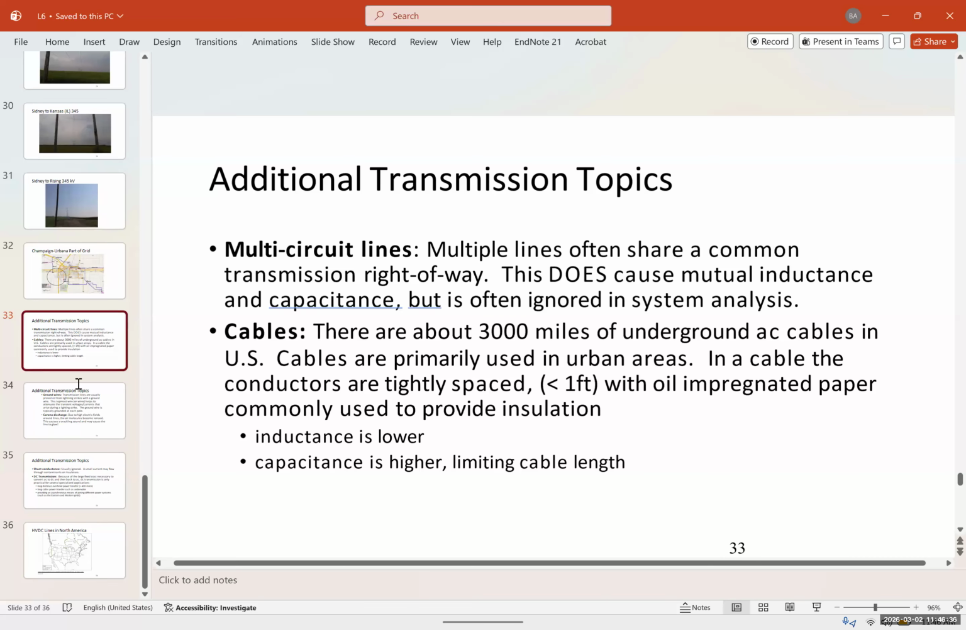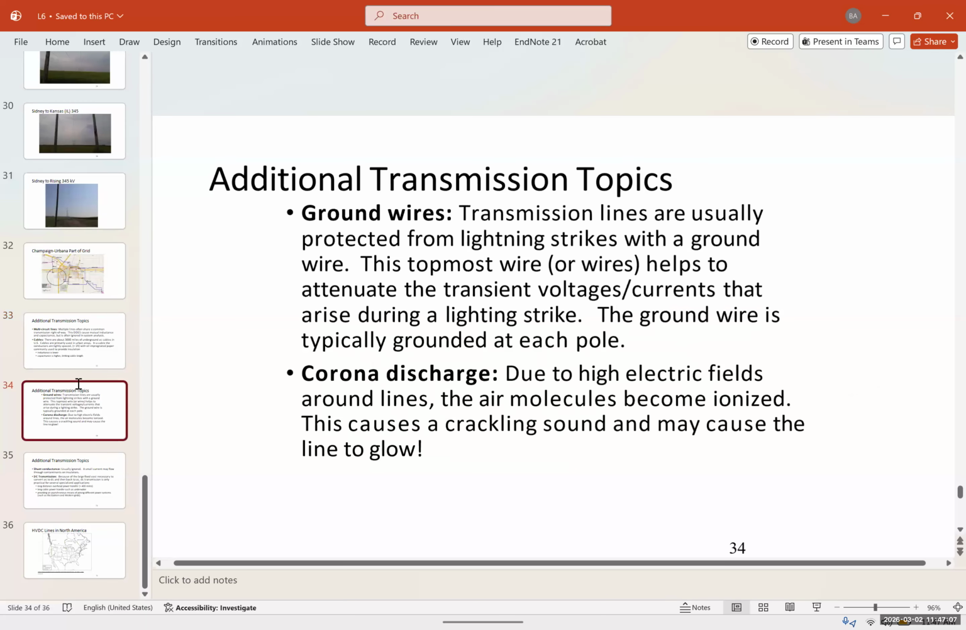Cables. There are about 3,000 miles of underground AC cables in the US. Cables are primarily used in urban areas. In a cable, the conductors are tightly spaced, less than a foot, with oil impregnated paper commonly used to provide insulation. Inductance is lower, but capacitance is higher, limiting the cable length. That's the reason we just use it for city use. We don't use it in long transmission lines.